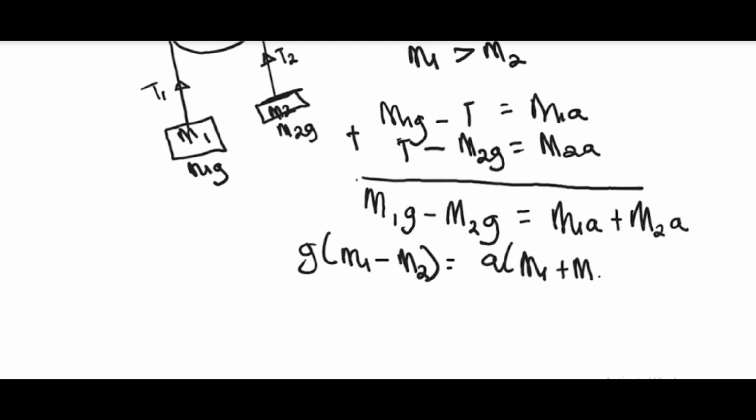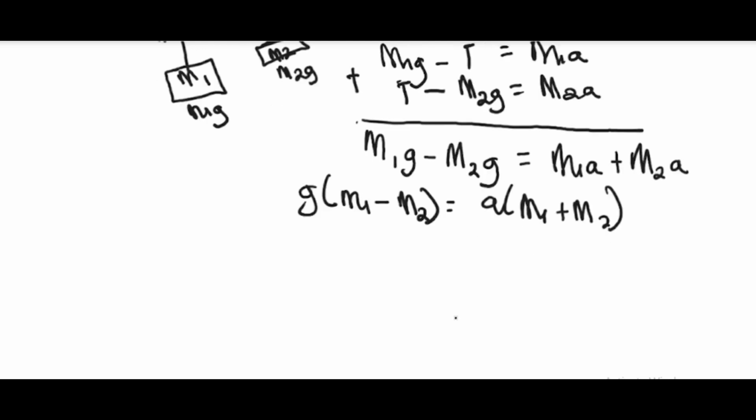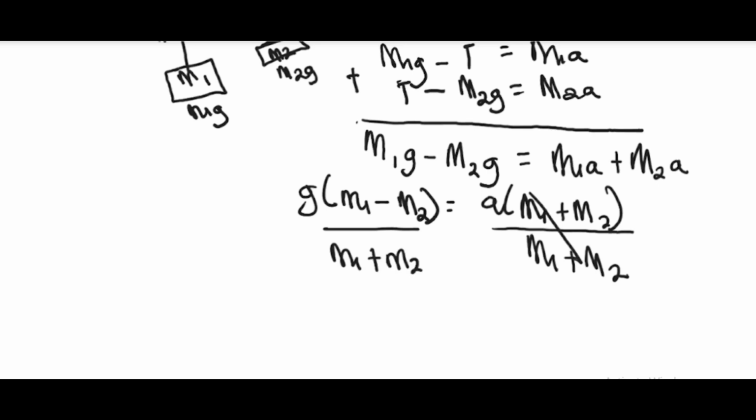Now what if I am just asked to find acceleration? What do I do? I divide both sides by M1 plus M2, which is the coefficient of acceleration. This goes, so we have our acceleration equal to the gravitational force G times M1 minus M2, the difference of the masses, over their sum. As simple as that. As simple as ABC.